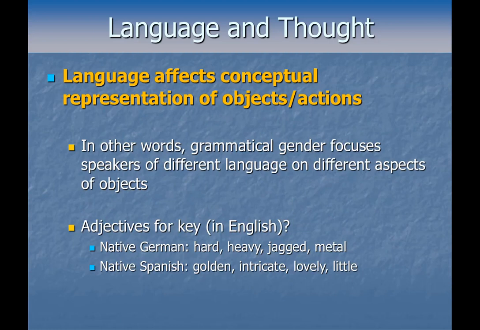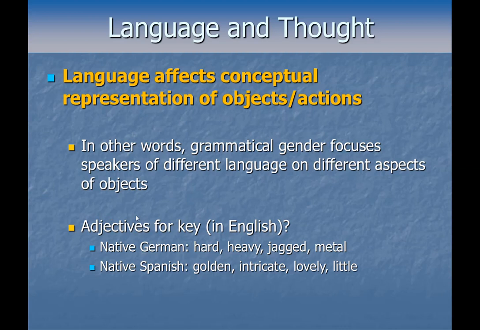Others have extended this same research, but you could think of what that shows is something like grammatical gender. We could say maybe it focuses speakers of different languages on different aspects of objects. So the way we think about objects may be influenced by the language that we happen to grow up with. It makes us think of different objects differently. So a follow-up study on that same idea, building off of that, just actually asked people qualitatively to describe, just give us some adjectives in English.